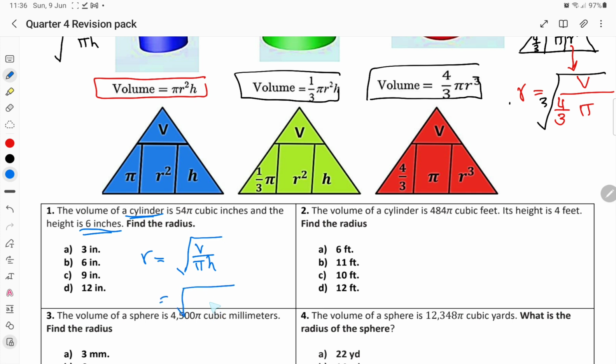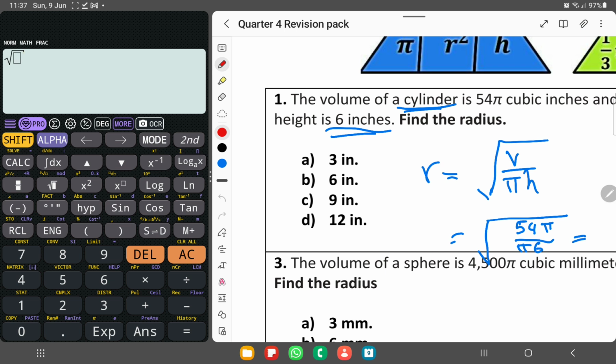What is the volume? The volume is 54 pi over pi h. So whenever you put this on the calculator, let's put it. Square root of 54 pi over pi times 6, which is 3 inches. Very good.